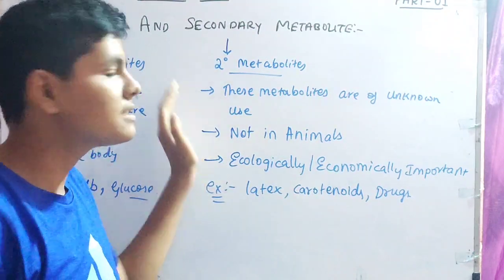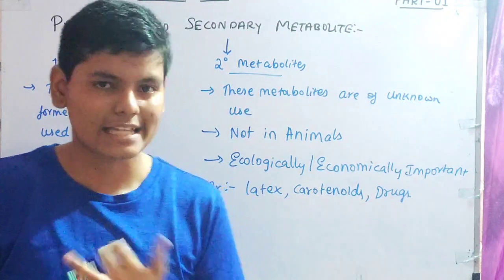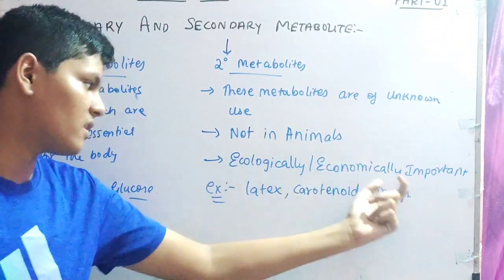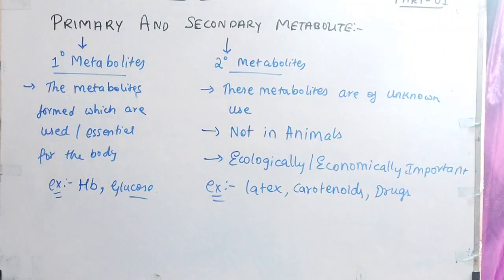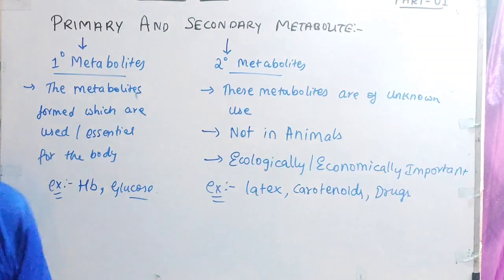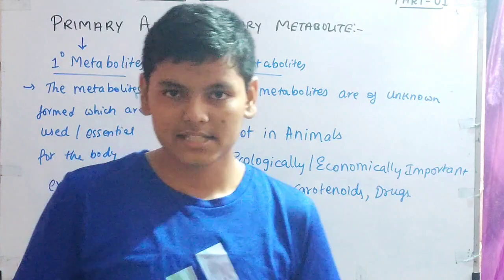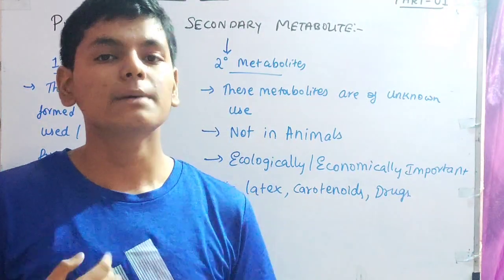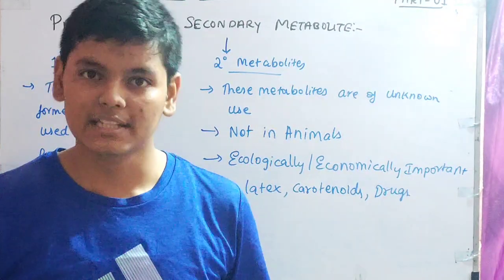They are not in animals. They are produced by plants, fungi, etc. They are ecologically or economically important. Example, latex, carotenoids, drugs, etc. Now let us look at another table, which is the last table, in which we will be discussing some important secondary metabolites, and then we end the session.